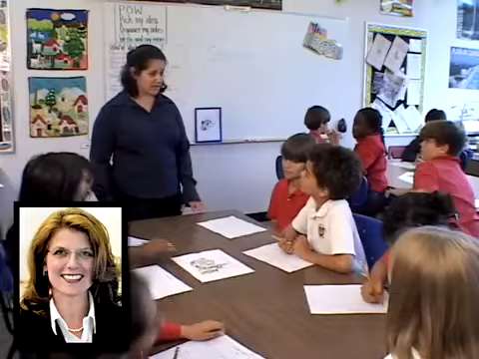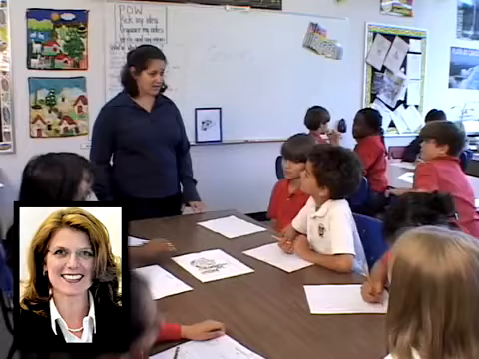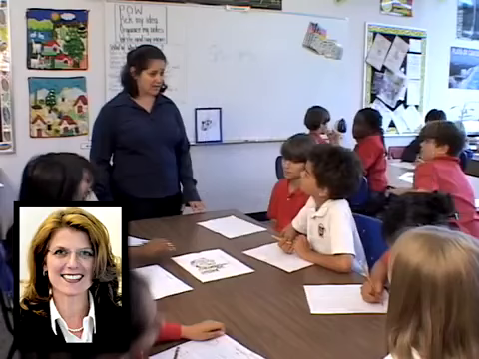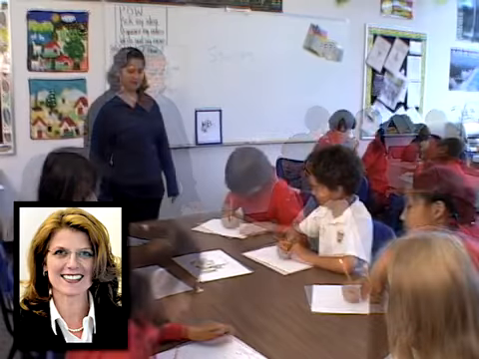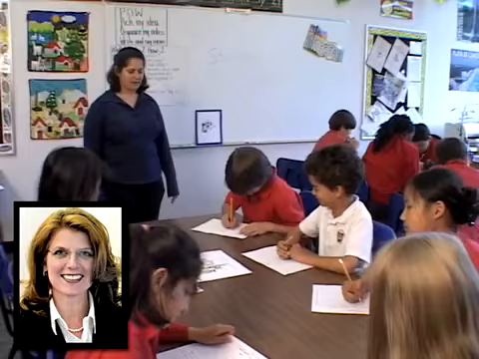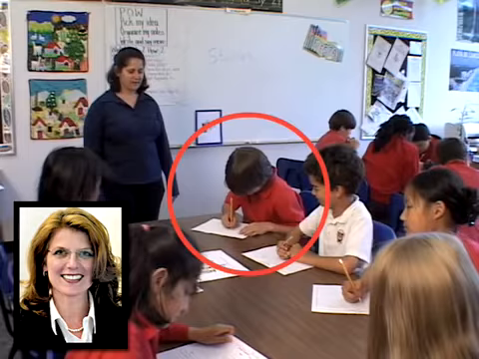Okay, in this first instance, you saw that the teacher began by stating to the entire class, here's what we're going to do. You're going to get started on your task. You're going to use the trick, which if you see up on the whiteboard, she's got POW already written up there, and that stands for pick my idea, organize my notes, write and say more. She's clarified the tasks to the class. She's told everybody she's going to be walking around to offer any help. And immediately, the first instance of the target behavior, noncompliance, occurs. Cameron flips his paper over and begins doing something, but it's not the task that she asked for.